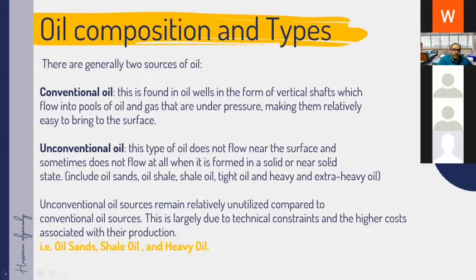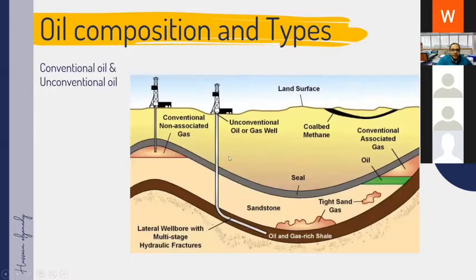The next picture will describe the conventional and unconventional oil and gas wells. Look at this side. This is conventional non-associated gas. We will learn what non-associated and associated mean in the next slides. This is conventional. It's easy to extract the gas. You just have to drill the well and extract the gas from the reservoir. And there is also a conventional associated gas well reservoir, from which you can easily extract the gas and oil.